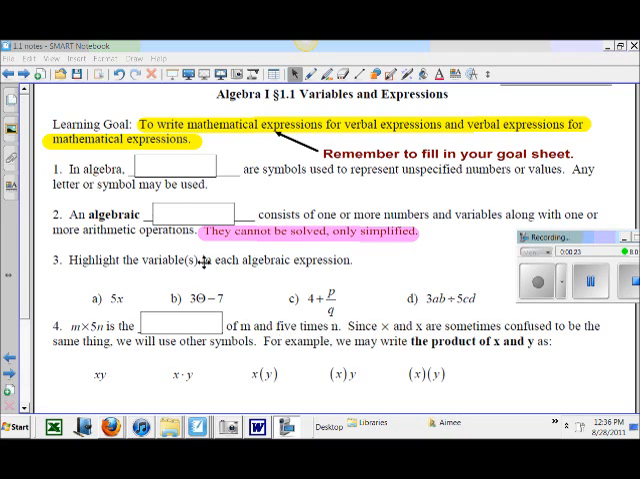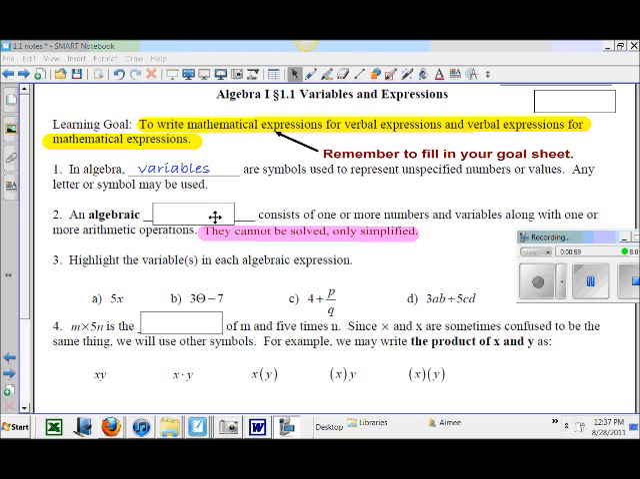First of all, in algebra, variables are symbols that are used to represent unspecified numbers or values. Any letter or symbol may be used. You want to be careful with some of the choices you make. For example, if you choose a T, make sure it doesn't look like a plus sign. If you choose the letter O, it should not look like the number 0. Depending on how you write some of your letters, you will want to make good choices. Also keep in mind sometimes Greek symbols will also be used.